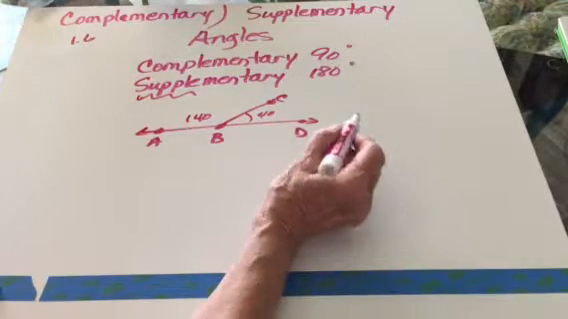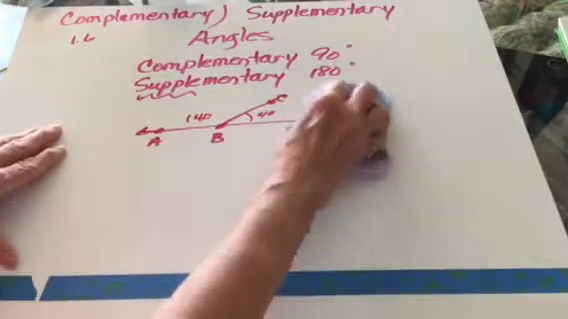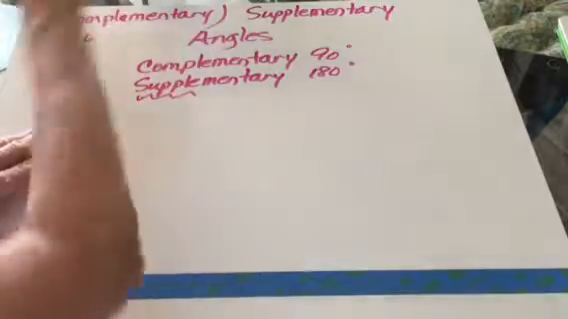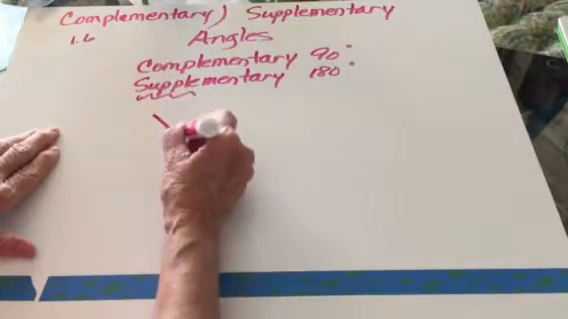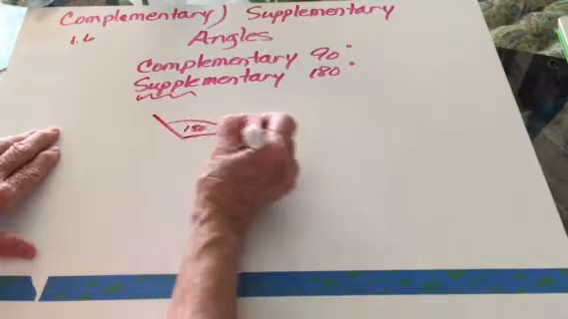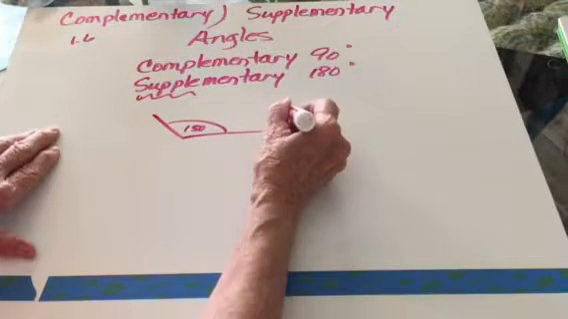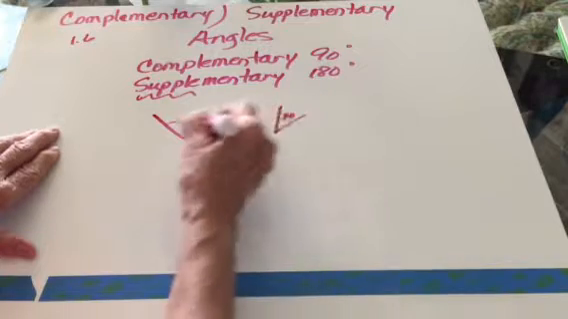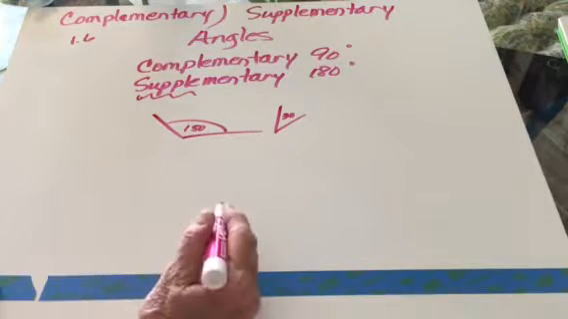Okay? Now, the supplementary angles don't have to be touching each other. So let's say I have an angle like this, and it's 150, and then I have another angle like this, and it's 30. I'm going to say those two angles together are supplementary angles. They don't have to be touching. But I will tell you that in most of our problems, they will be touching.